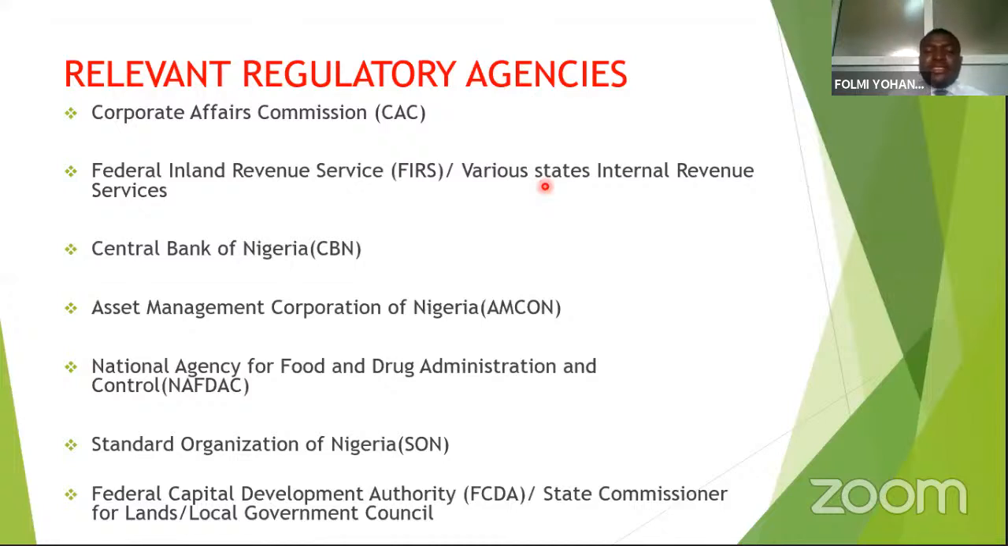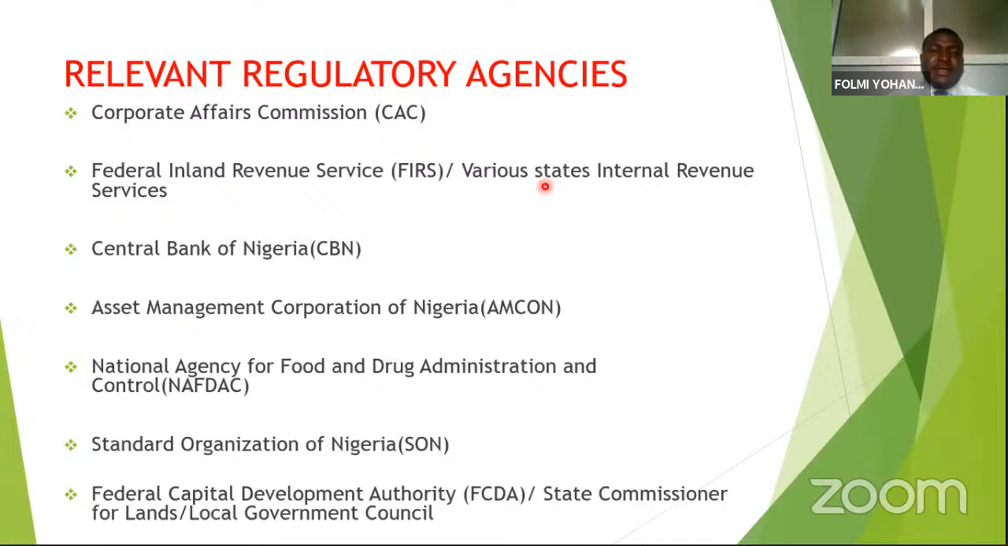Then we have the National Agency for Food and Drug Administration Control, which we'll also discuss in detail. Then we have the Standards Organisation of Nigeria. We'll also look at that subsequently. Then the Federal Capital Development Authority and the State Commissioner for Lands, Local Government Council. So if any business you want to do relates to land and you are within the FCT, the appropriate agency to approach is the FCDA or the AGIS under the FCDA, whatever land dealings you want to do. Or if you're in another state, you go to their land ministry or any agency that's established for the purpose of allocating land and the rest.